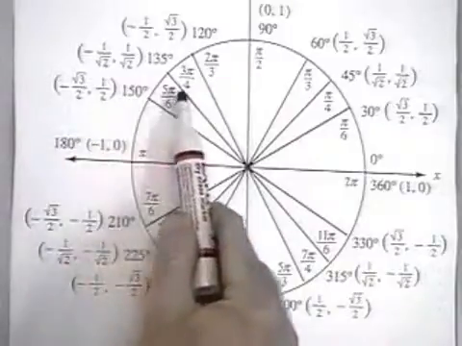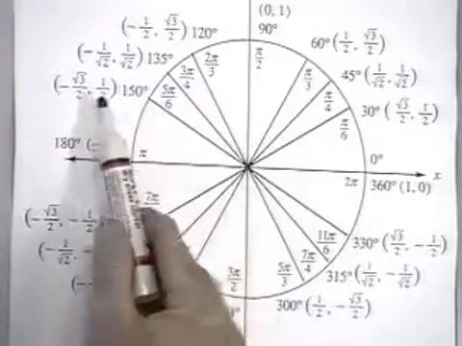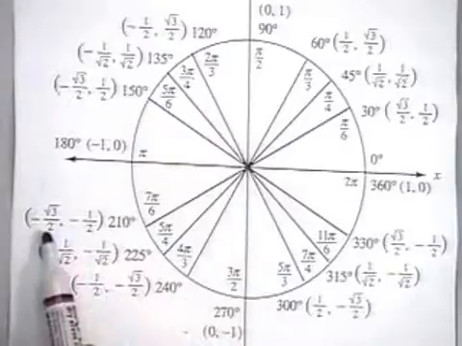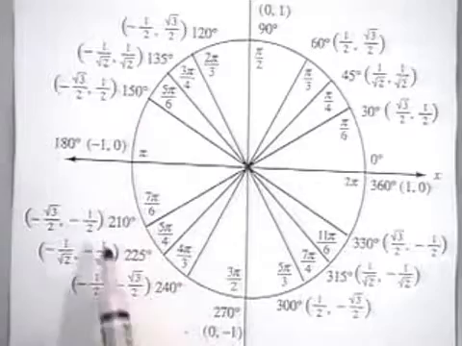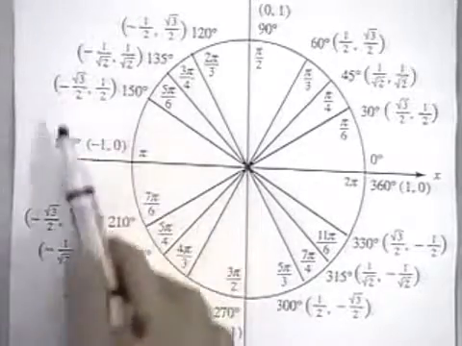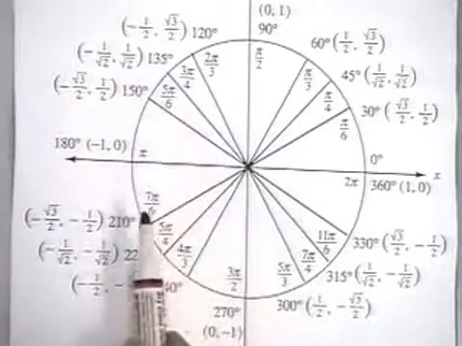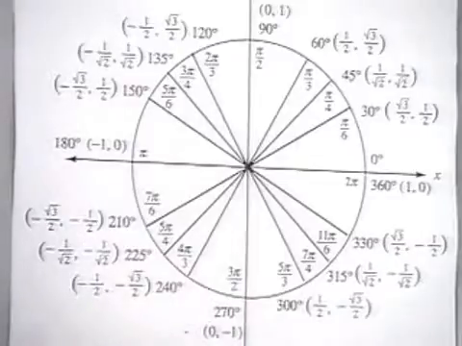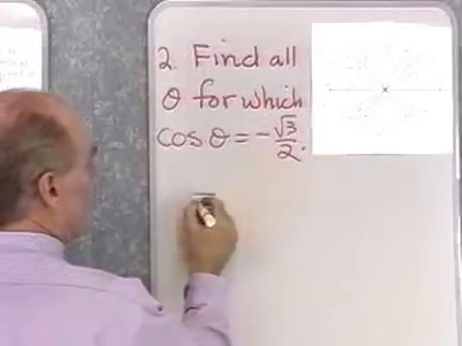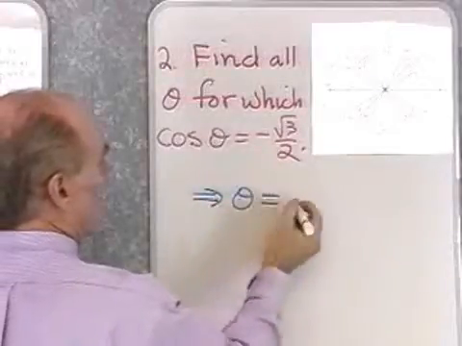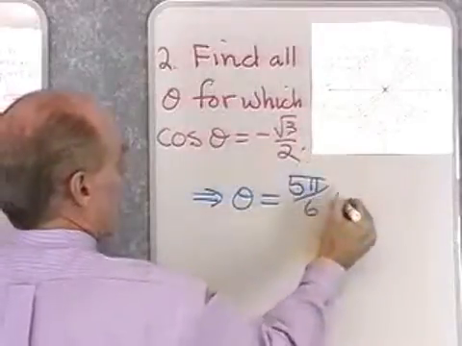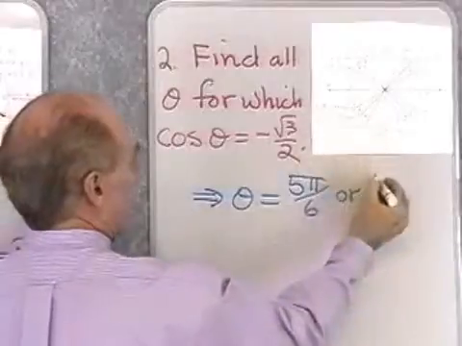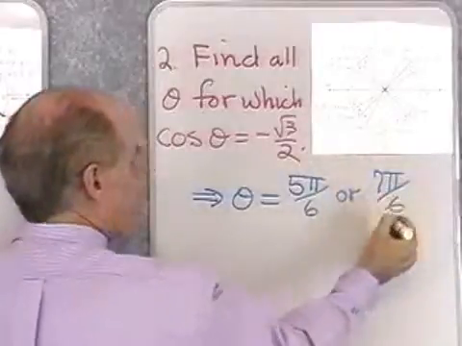That's 150 degrees, or 5 pi over 6 radians. Keep going. Here's another negative square root 3 over 2 at 210 degrees, or 7 pi over 6. And that's all we should find, because x-coordinates are only going to be negative in quadrants 2 and 3. So by looking at the unit circle, I know that theta must be equal to 5 pi over 6, or this angle right here, which was 7 pi over 6.